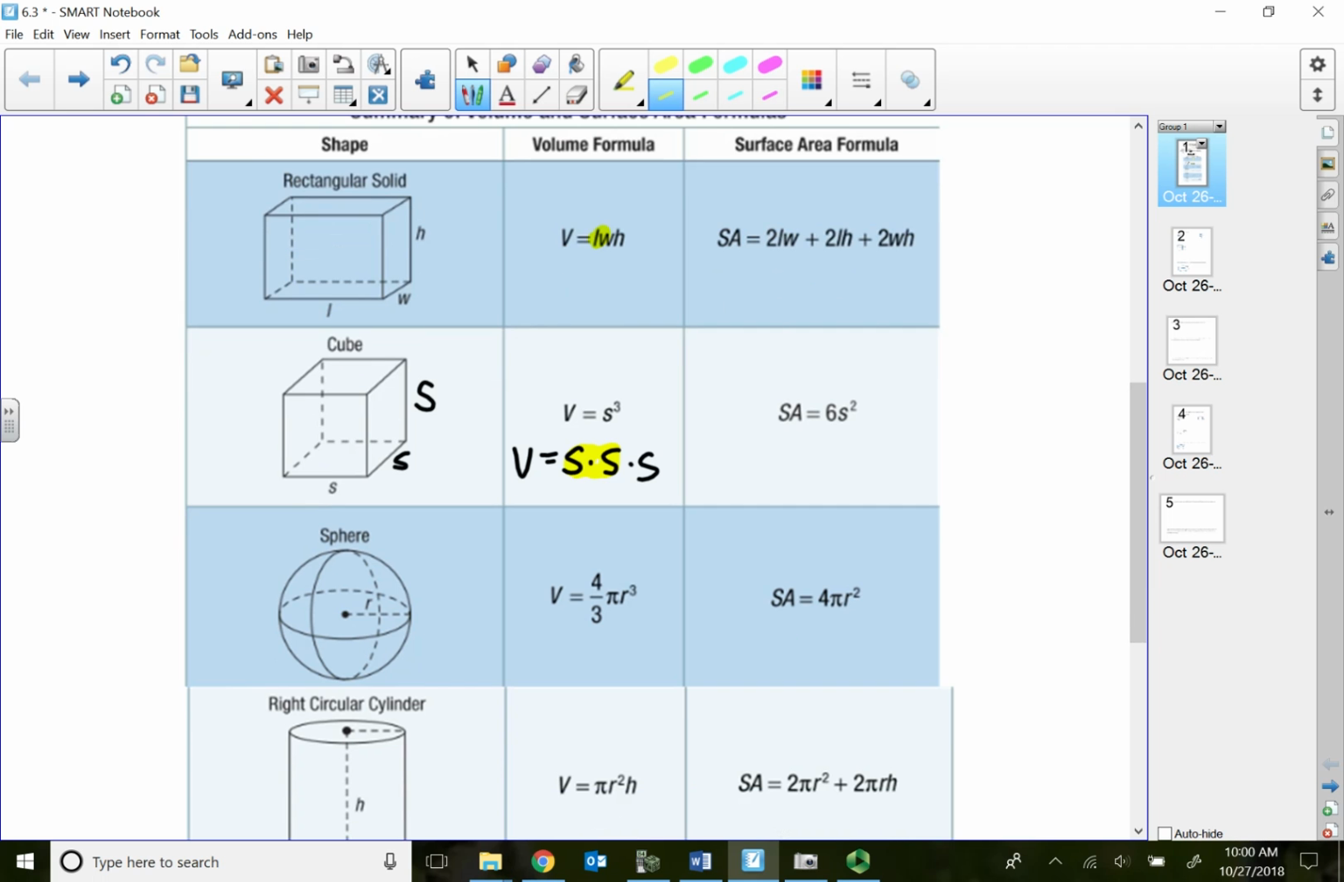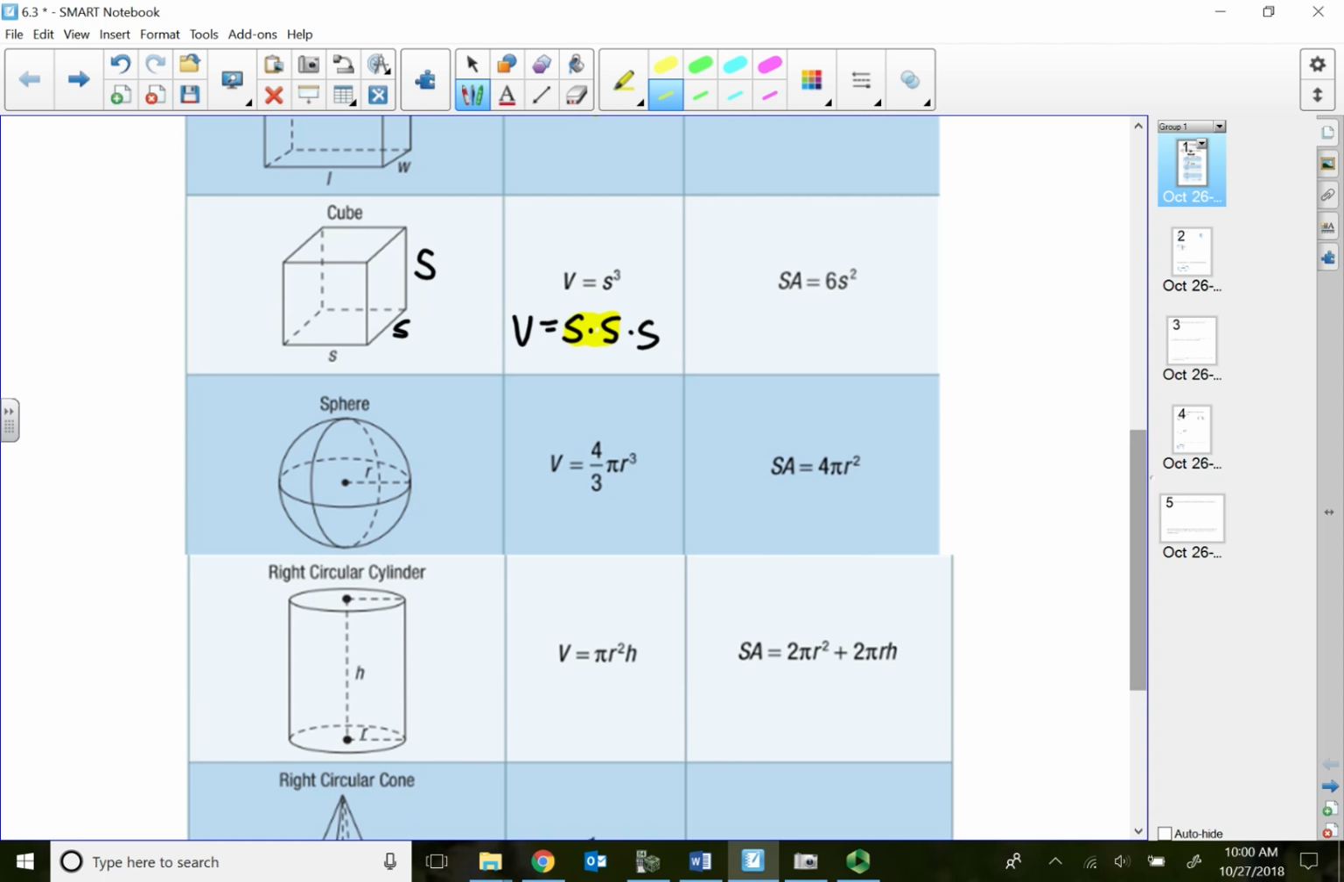All right, sphere. The volume for a sphere is always going to be 4/3 times pi times radius cubed. That doesn't change. This is the set formula.